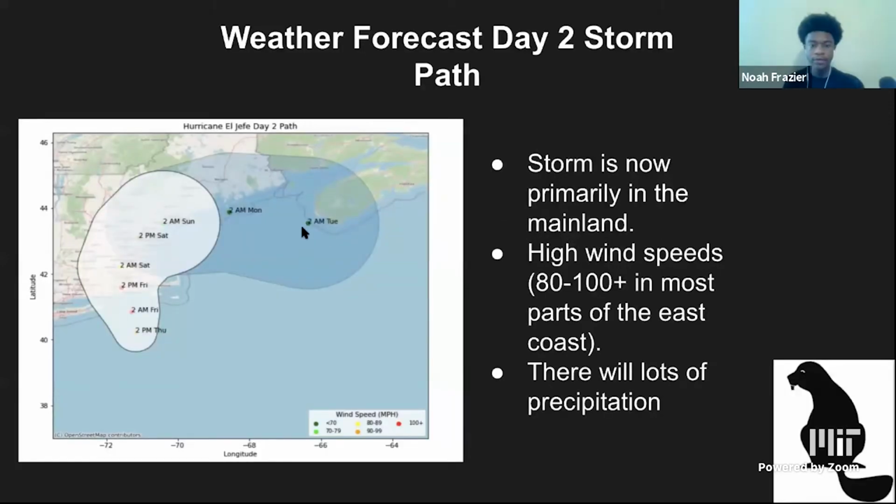All right, now I have just received information about Hurricane El Jefe's forecasted storm path for day 2. As you can see, the hurricane has moved over the mainland and is now approaching its peak. There will be lots of precipitation, and there will be high wind speeds ranging from 80 to 100 miles an hour, which indicate that the hurricane is approaching Category 2.